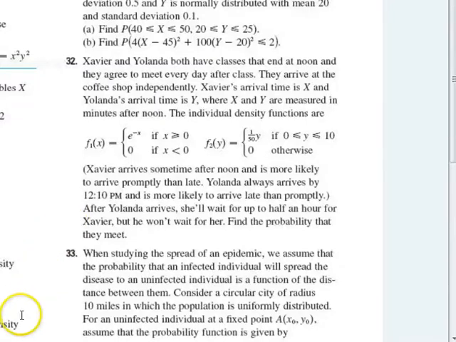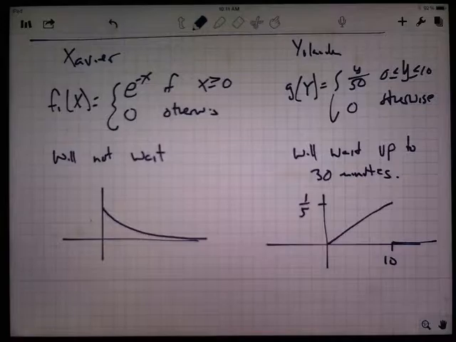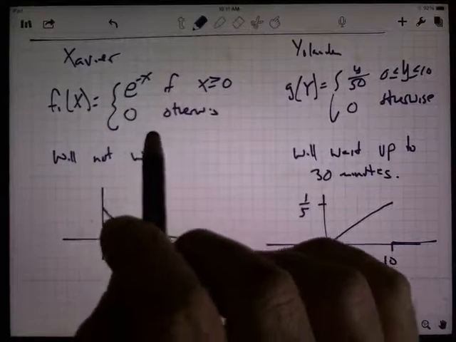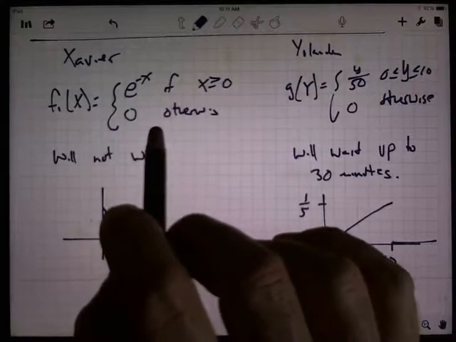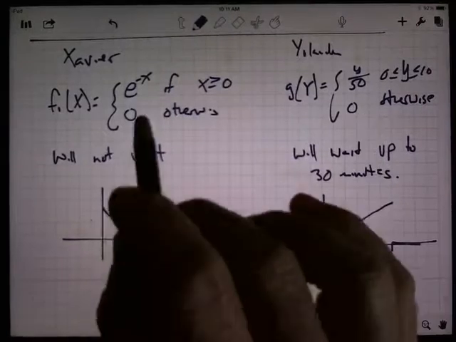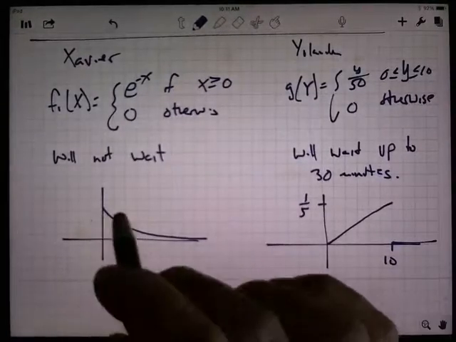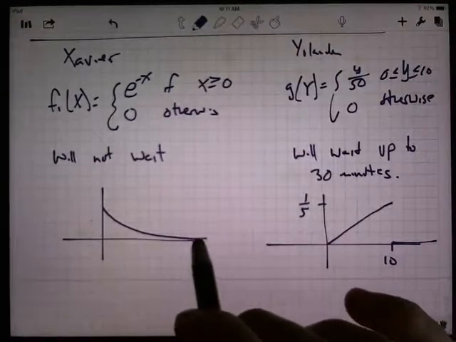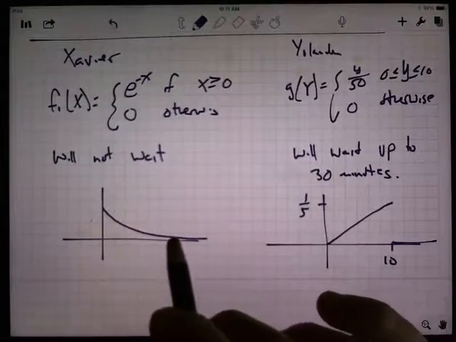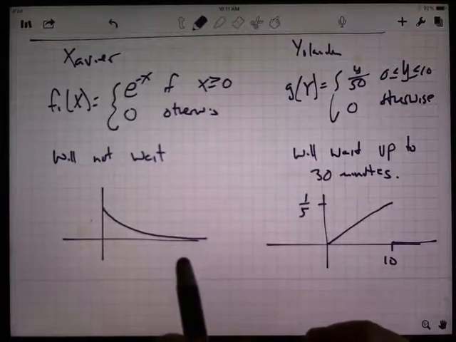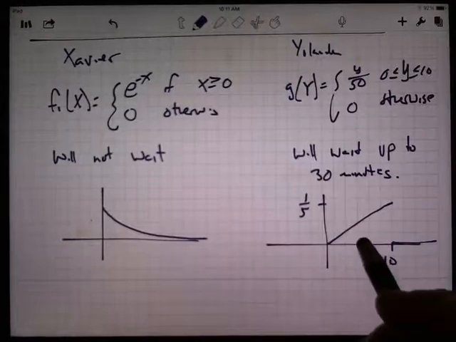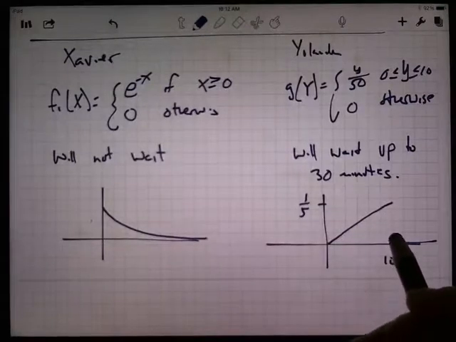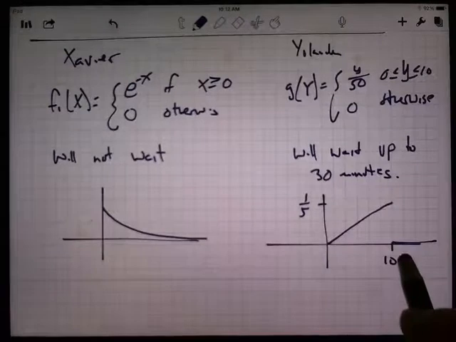Find the probability that they actually meet. Okay, well, here we go. So here's the information that was just given there. Here's the probability distribution function for Xavier's arrival time, and likewise for Yolanda's arrival time. Notice that he's more likely to be early and less likely to be late, but he may be really, really late. Small probability out here, but still possible. On the other hand, Yolanda will not likely arrive early, more and more likely as we get later, but never later than 10 minutes. Okay.